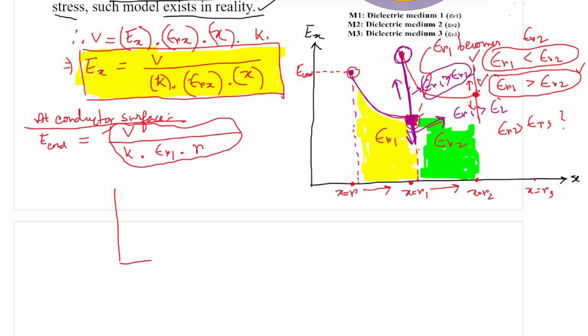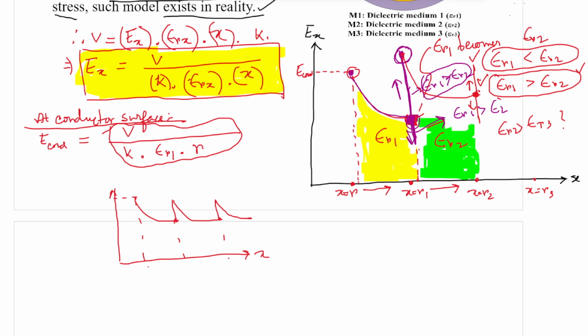So this is the conductor surface. We may have a spike, then again we are drooping down, then again we may have a spike, then we are drooping down again. In this way, we have a rough sketch like this.